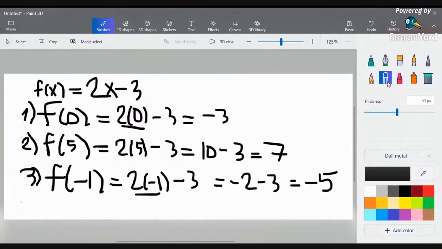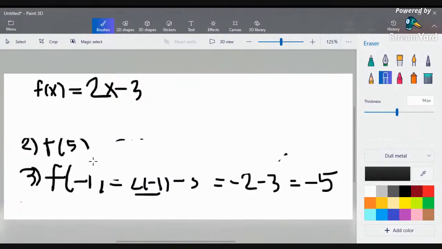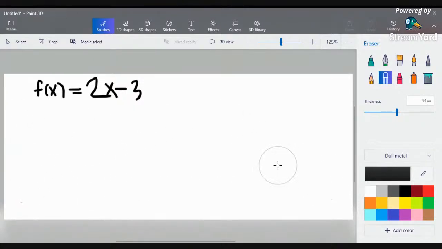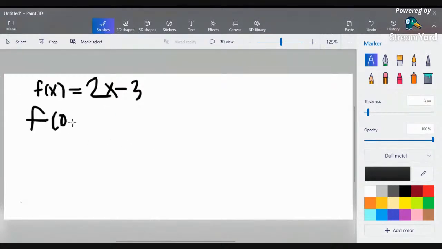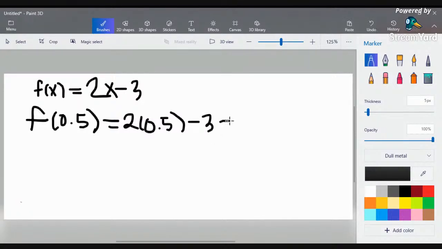Okay, let's proceed to number 4. Number 4 is f of 0.05. Okay, so that is 2 times 0.05 minus 3. But 2 times 0.05 is equal to 1. So that is 1 minus 3. And simply, the answer is negative 2.